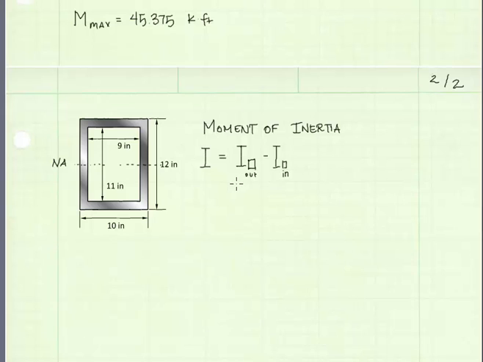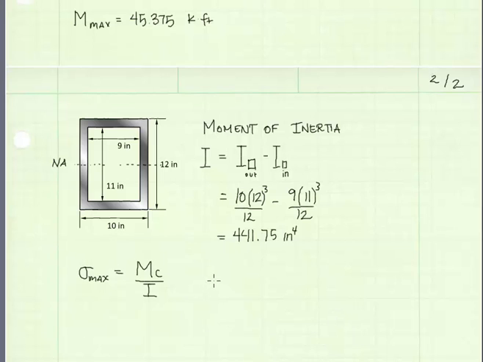The moment of inertia for a rectangle is the base times the height cubed divided by 12. So let's go ahead and write that now. In the first term, we have the moment of inertia for the outside rectangle. It has a base dimension of 10 inches and a height of 12 inches. We cube it, which gives us units of inches to the 4th power. The inside rectangle has a base of 9 inches and a height of 11 inches, and we get a value for the moment of inertia of 441.75 inches to the 4th.